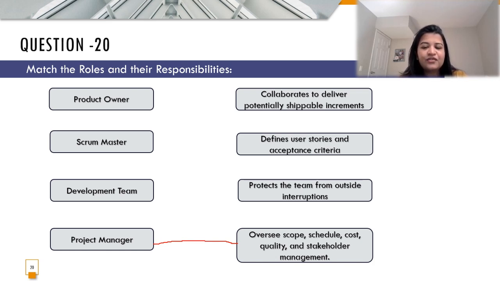The development team works to deliver a certain software product or whichever project that they are working on. So that's where they collaborate to deliver potentially shippable increments. Next comes the role of a scrum master, who actually protects the team from outside interruptions. And then we have the product owner, which is the last role remaining over here to be mapped up with the person who defines user stories and the acceptance criteria.